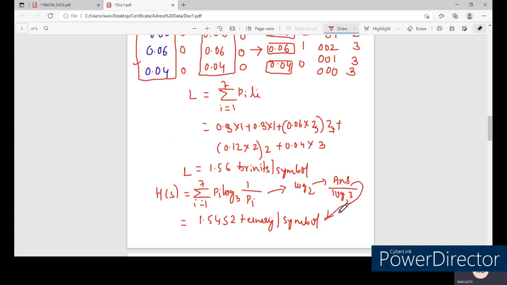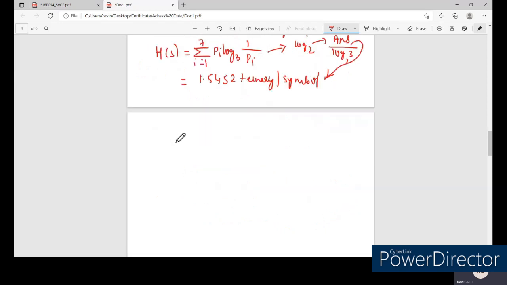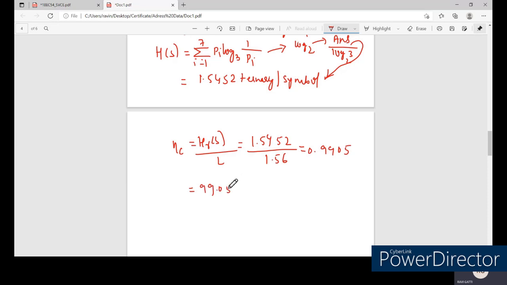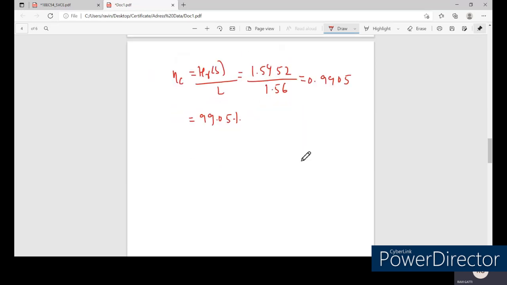After this, we should find the efficiency of the code. Efficiency eta c is H_r of S divided by L. Why do we write H_r of S? Because we have represented ternary symbols. So it is 1.5452 divided by L, which you got as 1.56. If you do that, you will be getting 0.9905, so 99.05 is the percentage.